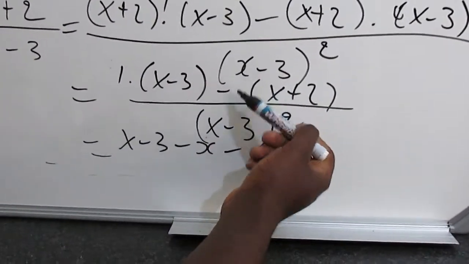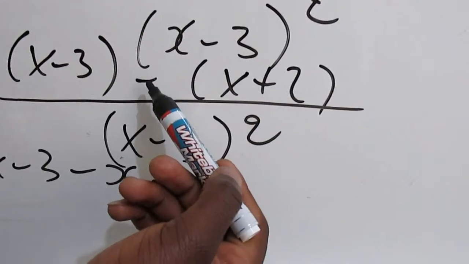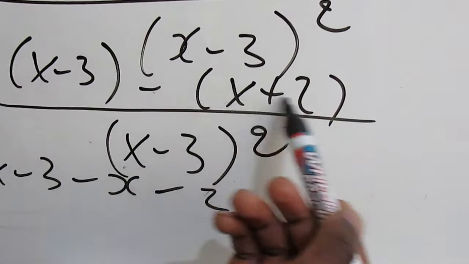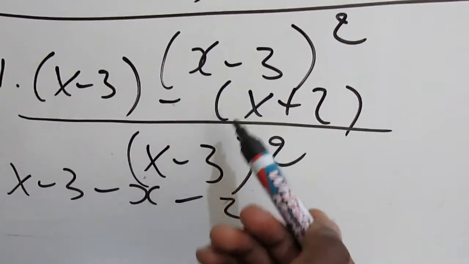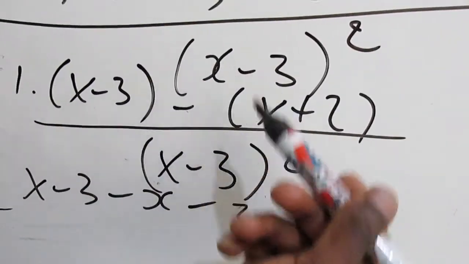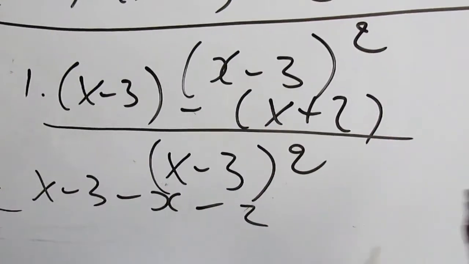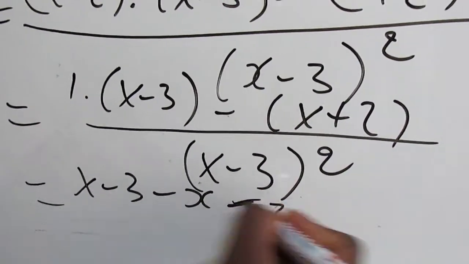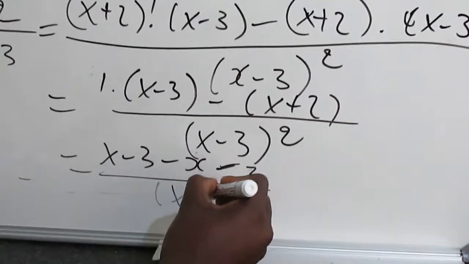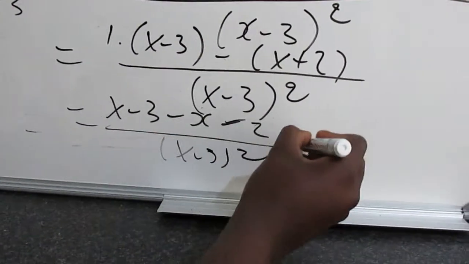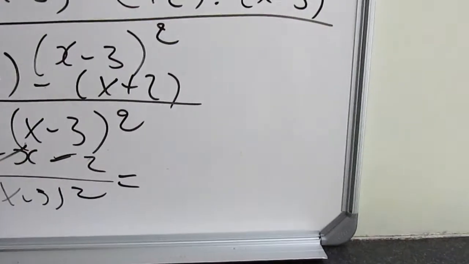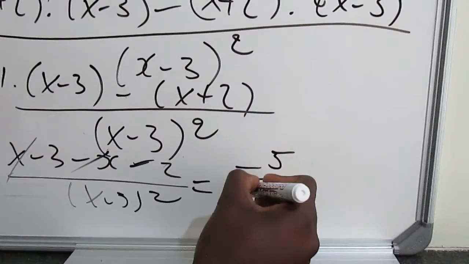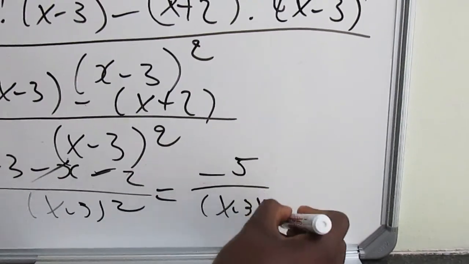When you take out the brackets, you have to multiply the minus with all the signs inside. So all the signs are going to change. All the plus become negative and all the negative become positive because there is a minus 1 in front there. Over x minus 3 to the power 2. Then finally, the x's cancel each other, and minus 3 minus 2 is minus 5, over x minus 3 to the power 2. So this is your answer.